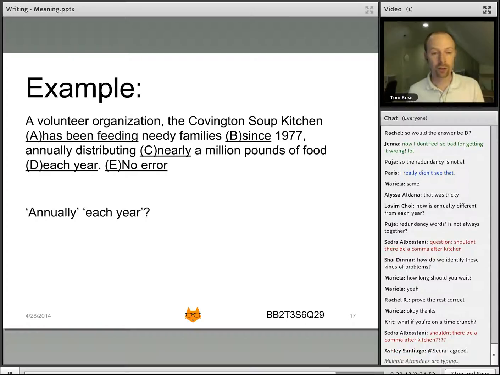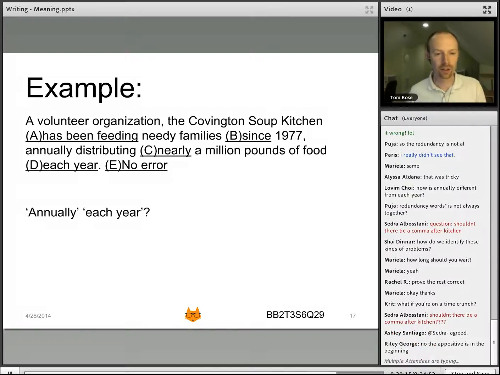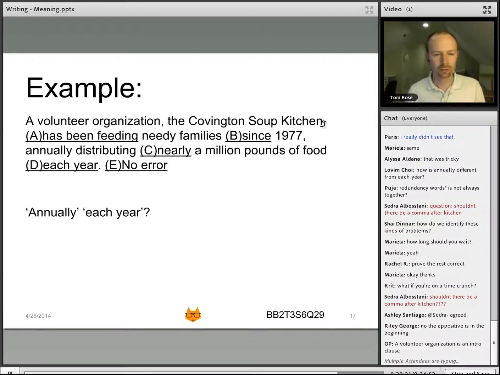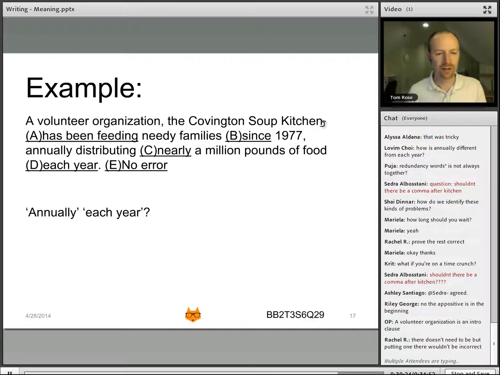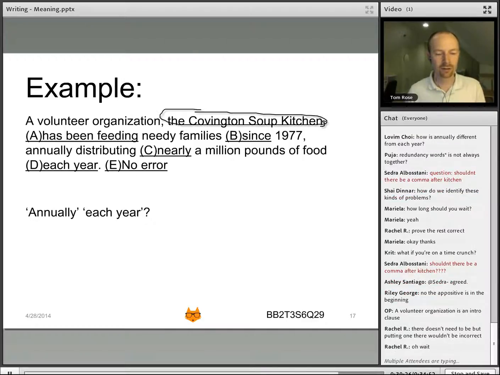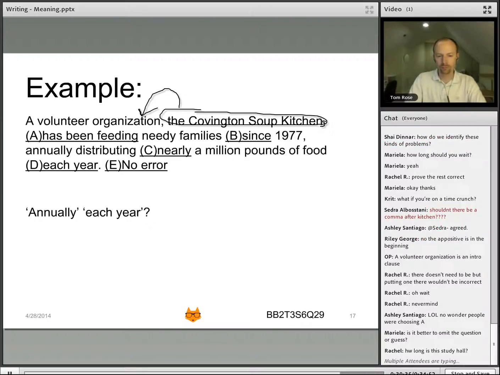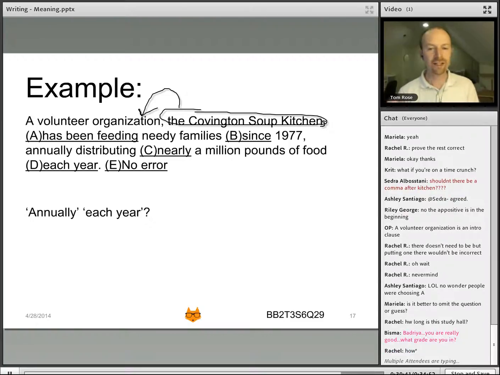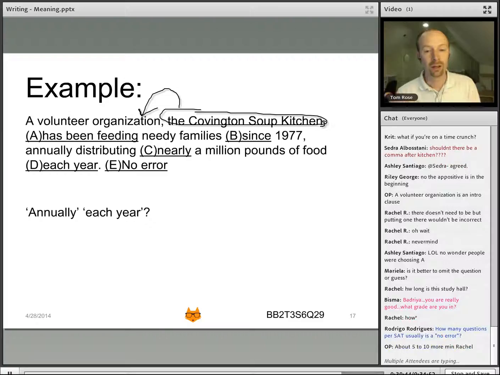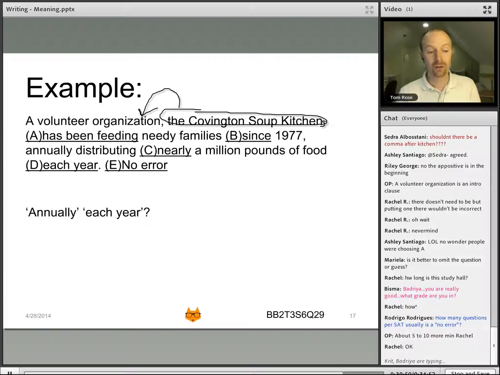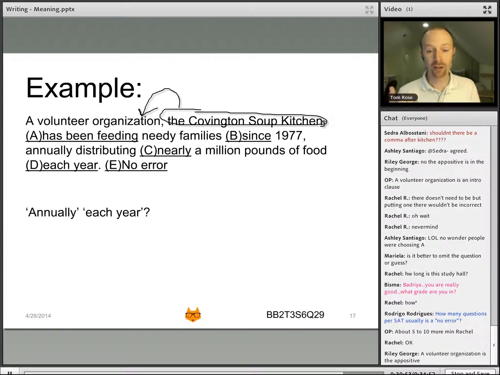There's a question which is, shouldn't there be a comma after the Covington Soup Kitchen? And I think there should be a comma after that. This is a noun modifier for volunteer organization. So that should be offset by commas, especially if it starts with one. I'll check the answer guide in a minute to see if it had a comma in there. Even if it did not, the redundancy would overpower that. So it is not impossible for there to be commas missing on the test.